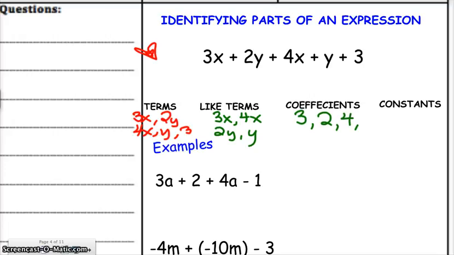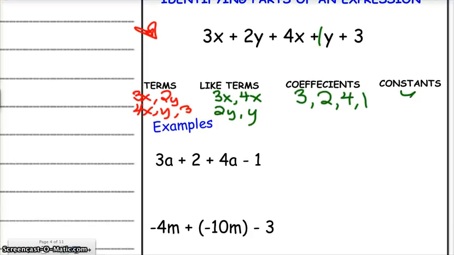What's that little stinker that's not doing anything? Isabella? 1. 1 is all alone. It likes to disappear. It's so shy. We try to call it out whenever we can. And our constant would be the 3. There's no letter connected.